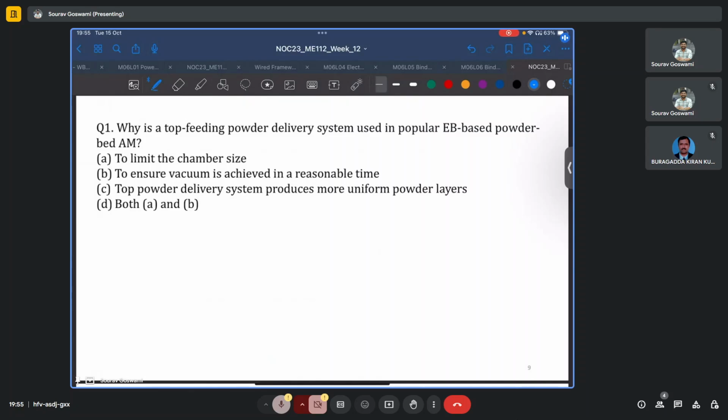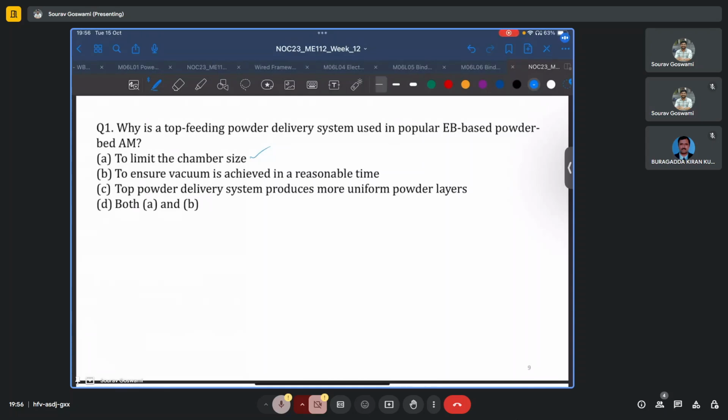As we have been discussing, using the top feeding powder delivery system often results in smaller chambers because the hoppers tend to be of smaller dimensions and more tractable compared to the reservoirs of powder that feed powder from the bottom. So option A is indeed true. Now, when the size of the chamber is limited by using this top feeding powder delivery, there is a smaller chamber volume over which vacuum should exist. And there is also a lower chance of leakages.